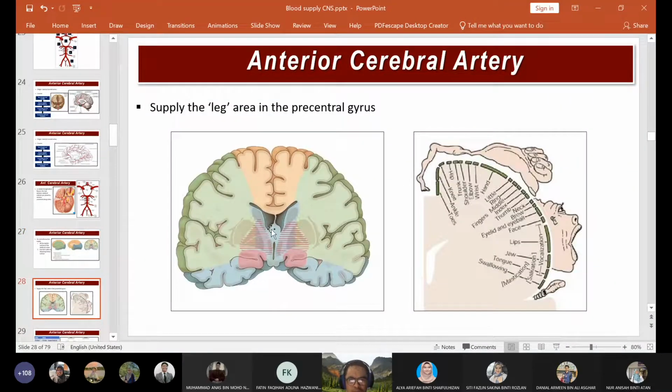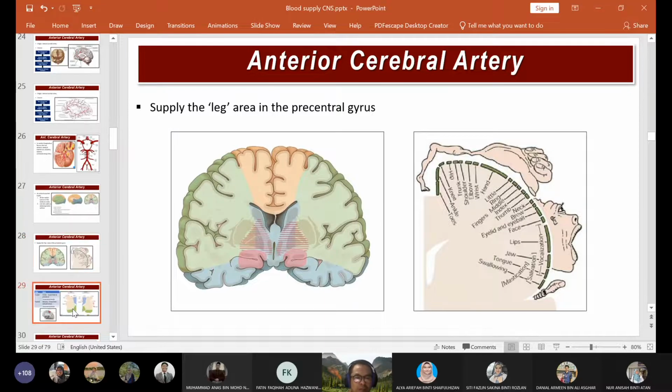So again, look, anterior cerebral. If you compare to your homunculus, do you remember the homunculus? You studied it, right? From Dr. Nurul. Okay, your homunculus. So you can see, if you look at the medial side, it is your leg. So if there is ischemia or any blockage of the anterior cerebral artery, it will affect the leg. So you will have weakness of your leg if there is a blockage of the anterior cerebral artery.